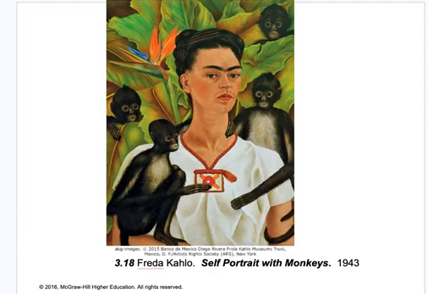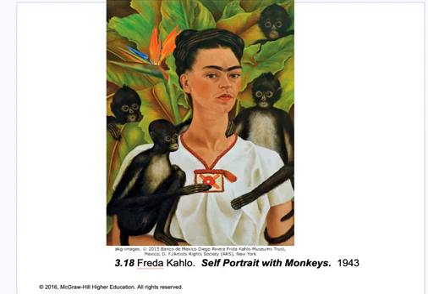Oftentimes you notice that she has authentic Mexican clothing on, and her hair's done in that style and fashion, which is kind of interesting because she didn't actually dress that way. If you see photographs of her, which you can because she was living in the 1940s, she didn't always dress that way. She dressed like a normal current American, but she would oftentimes put this type of traditional Mexican clothing on when she was painting herself or representing herself to show her connection to her heritage.